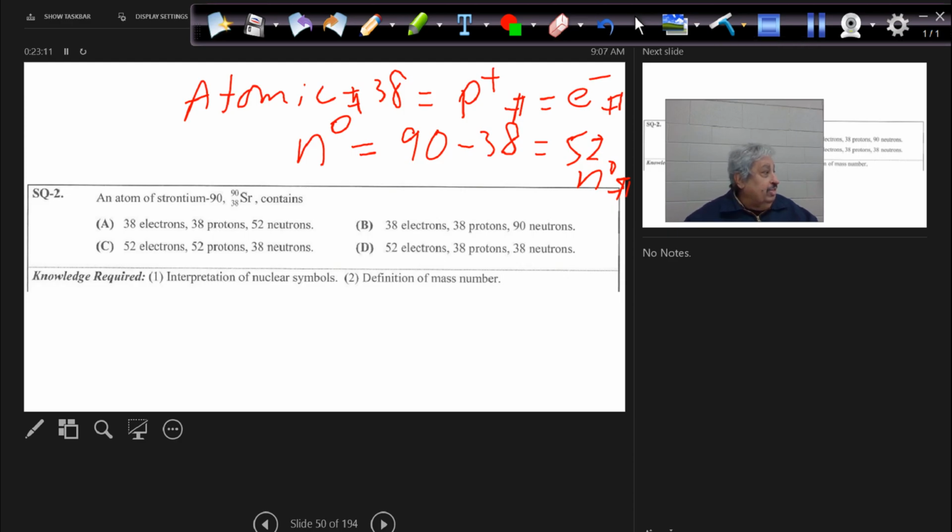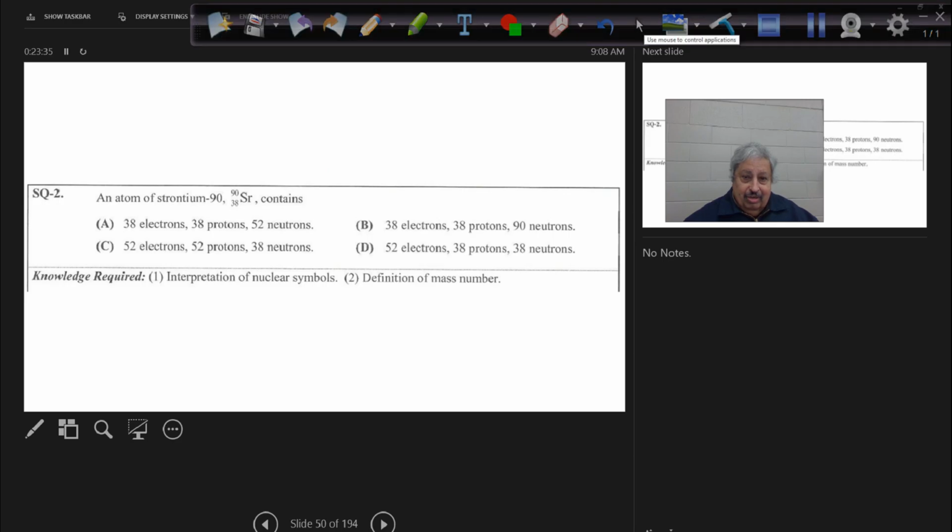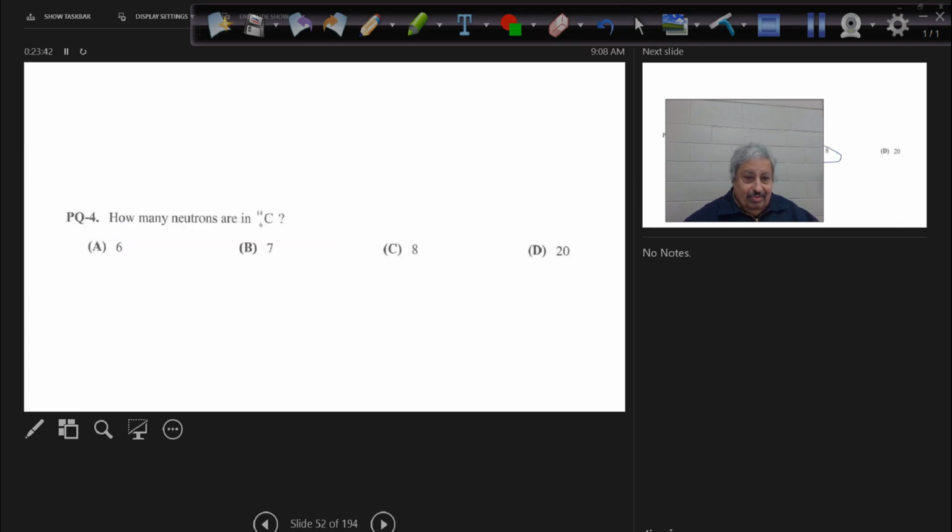Any question about this? Okay, so the atomic number is the number of protons and, at the same time, the number of electrons in a neutral atom. If the atom is charged, then it's a different story. Positive charge you have to subtract, negative charge you have to add. So let's take this one here.